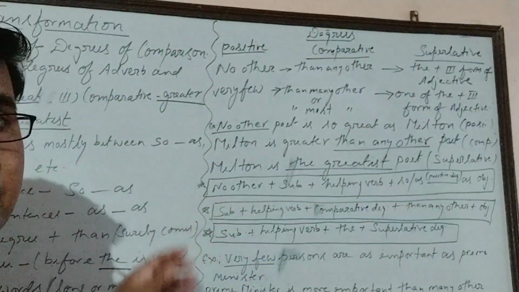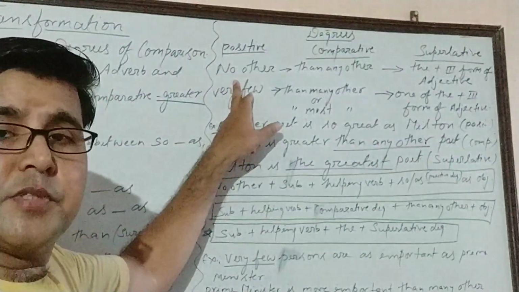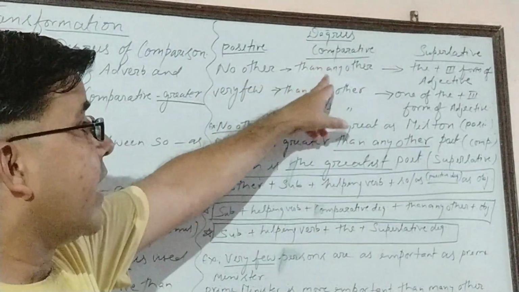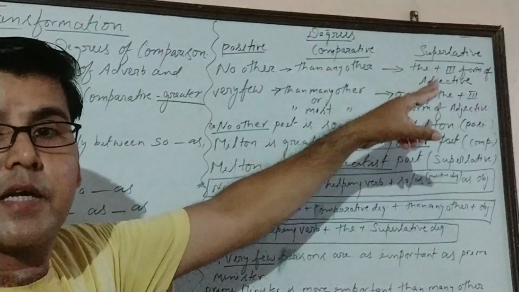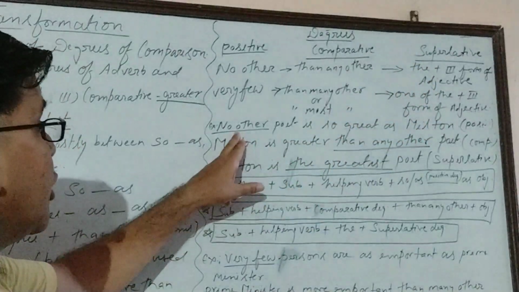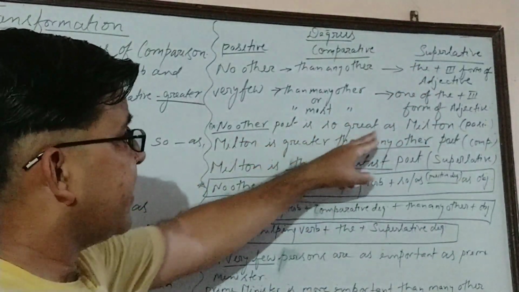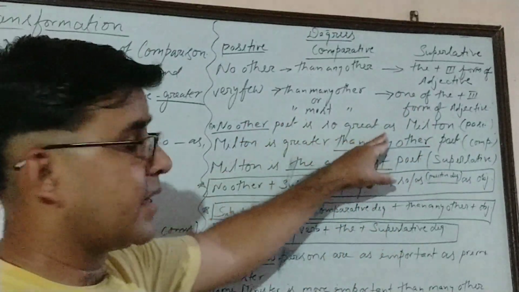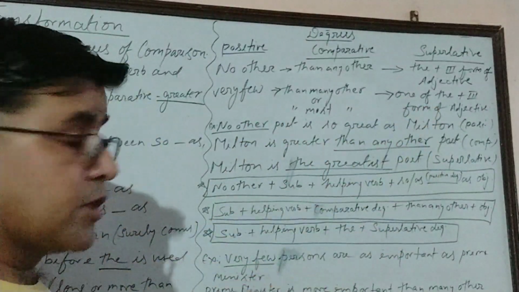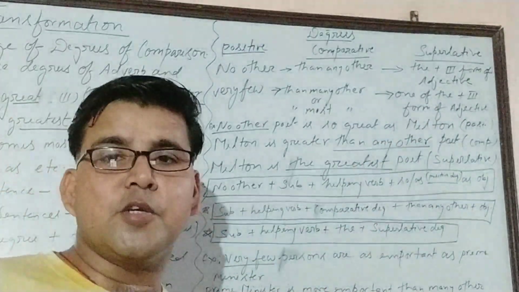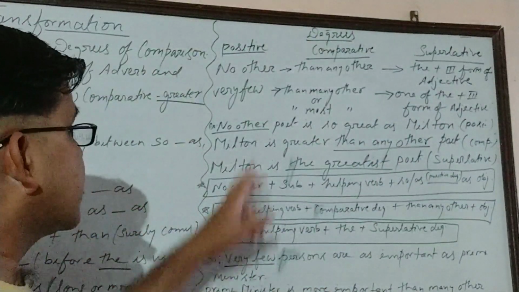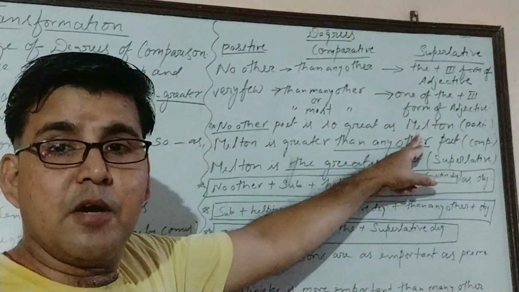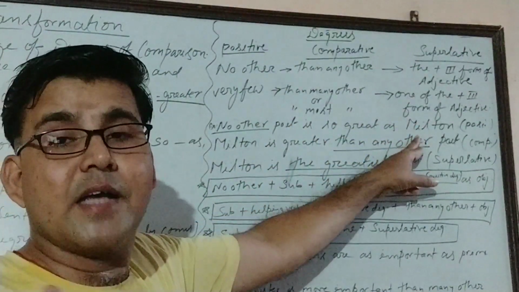Now for example, look, we are using an example of the first line, which line? No other, than any other, the plus third form of adjective. For example, "No other poet is so great as Milton." No other poet is so great as Milton. So if I change this sentence into comparative form, then subject to object, object to subject. Milton is given at the end, we have to use this word as a subject.